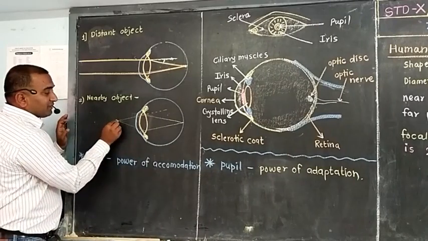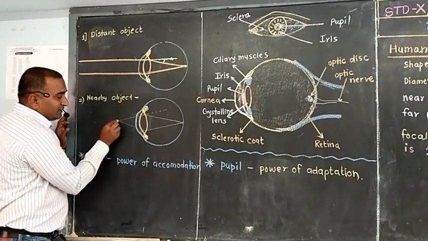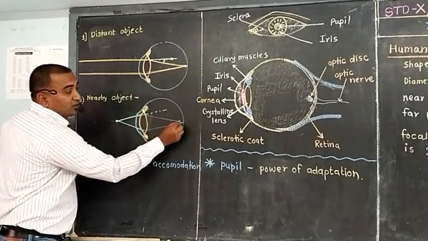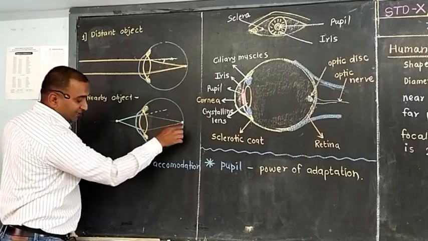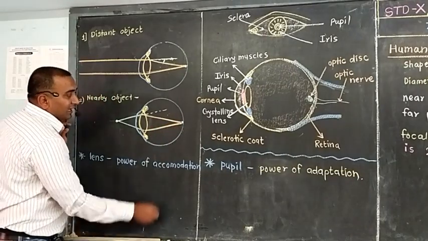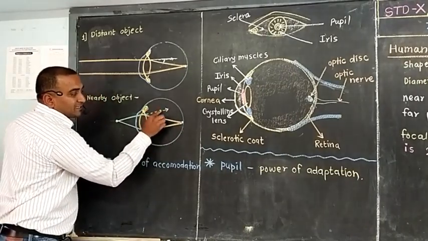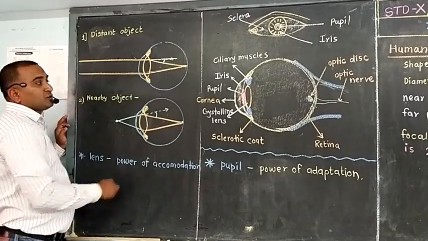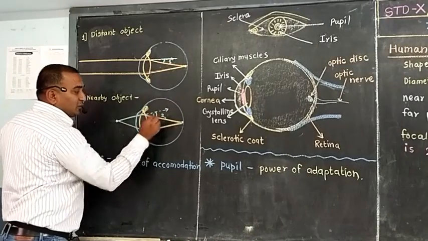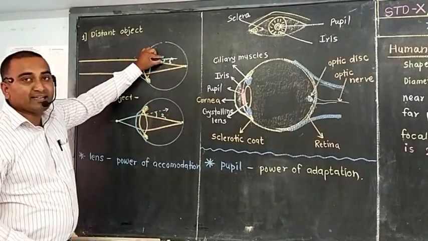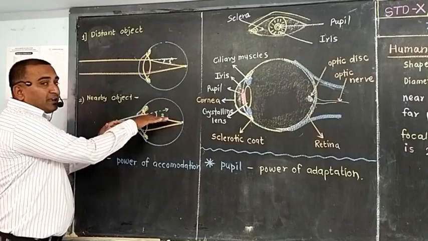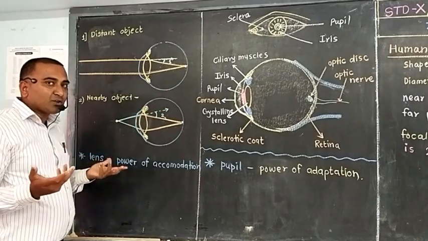But when we are observing objects which are nearby, see, these are the incident rays, and focus should always be maintained on the retina. So now, these are the refracted rays, and focus is maintained on the retina, and this is the angle between the incident ray and the refracted ray. When we compare angle number 1 and angle number 2, the first angle is a little smaller than the second angle. That means here bending is more. So easily it is not going to happen.